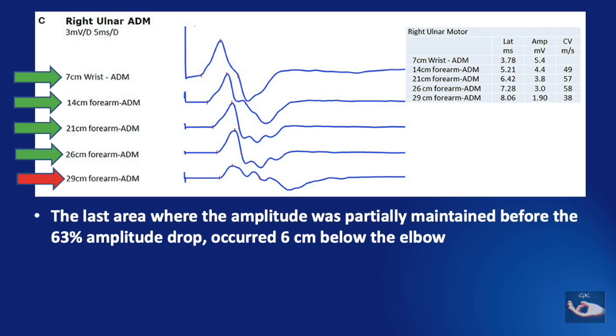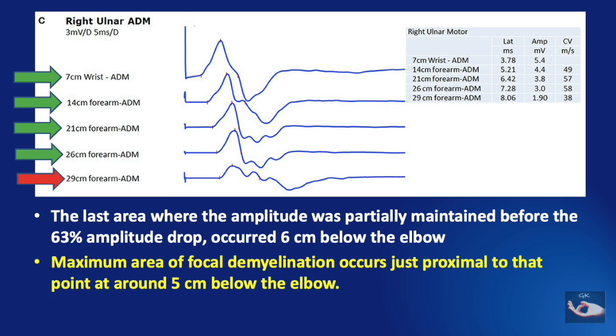whereas on stimulation at 29 centimeters proximal to the wrist, the action potential in the abductor digiti minimi is abnormal. So, the last area where the amplitude was partially maintained before the 63% amplitude drop occurred 29 centimeters proximal to the wrist or 6 centimeters below the elbow. So this gives us the inference that the maximum area of focal demyelination occurs just proximal to that point at around 5 centimeters below the elbow.